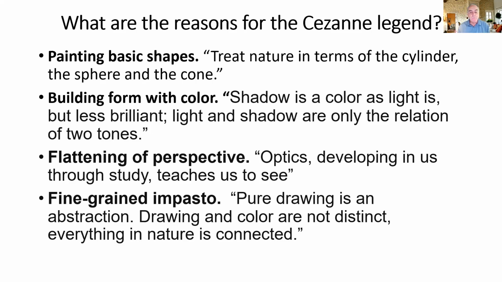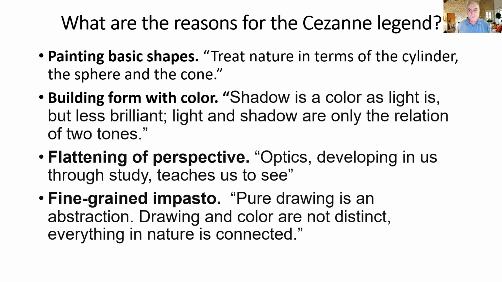What does that mean? What does he say there? He says, pure drawing is an abstraction. Drawing and color are not distinct. Everything in nature is connected. Impasto is piling up the paint on the surface of the canvas. We associate impasto probably in this period mostly with Vincent van Gogh, who very extravagantly piles up the paint on his canvas, so you actually can get like a quarter inch high sort of dune or ridge of paint across a Van Gogh canvas.